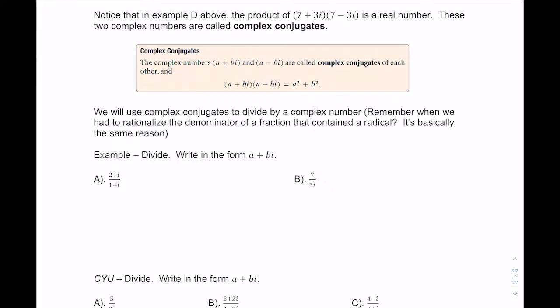Okay, the last operation that we haven't talked about is dividing. When you divide, just like with radicals, you don't want to have any imaginary or i's in the denominator of a fraction. So sometimes we're going to have to use what's called the complex conjugate.